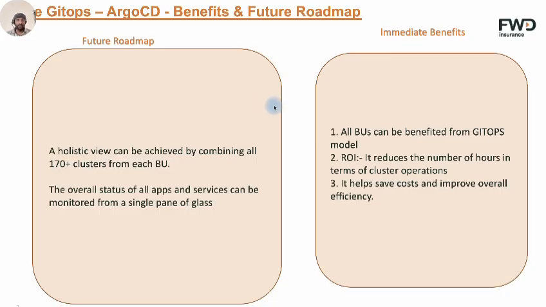So in this final slide, we will talk about the future roadmap and immediate benefits. The future roadmap is a holistic view that can be achieved by combining all 170 plus clusters from each BU. The overall status of all apps and services can be monitored from a single pane of glass. The immediate benefits are all BUs can be benefited from the GitOps model. ROI, it reduces the number of hours in terms of cluster operations. It helps save cost and improve overall efficiency.